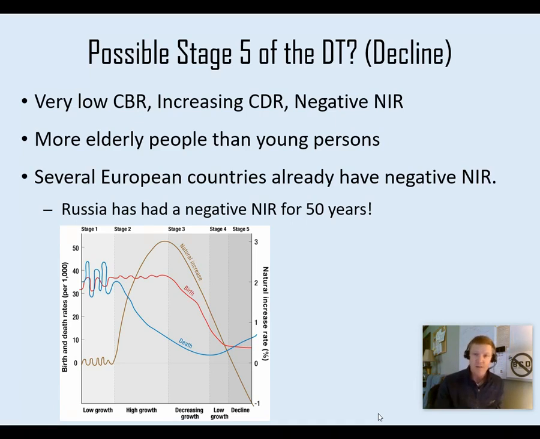So if they want to see their economies grow and they want to generate taxable revenue from a shrinking working class, they need to bring workers in order to be able to do that if it fits with their goals. Several European countries have had negative natural increase rates for a long time. Russia is the largest example at over 50 years of a negative NIR. We still don't say they're in stage 5 of the demographic transition.